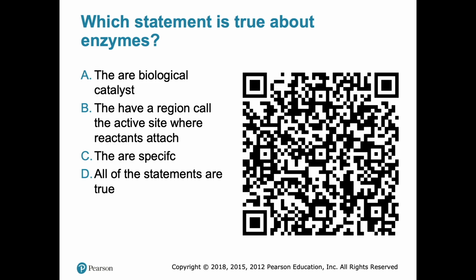All right, so what is the answer here? It's going to be D, all these statements are true. In fact, enzymes are biological catalysts. They have a region called the active site where the reactants attach. What are the reactants called when you're using an enzyme? Substrate, exactly. They're called the substrate, and they're super specific. So all those statements are true.